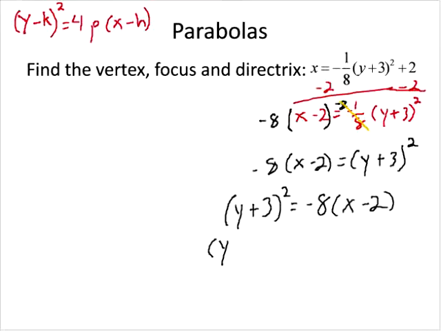I'll rewrite the -8 so it's a 4 times something. So I'll say y, and here's a little trick too. I'm going to say y minus a minus 3, squared, is equal to 4 times -2 times x minus 2. A couple of things there. One thing is I wrote minus a minus here, so you could see that the k value is going to be a -3. And the h value is just going to be a +2.